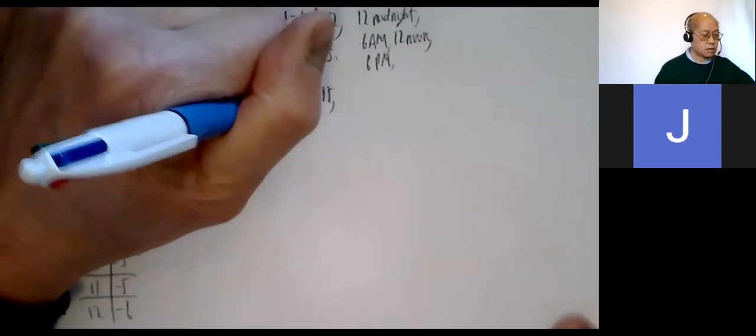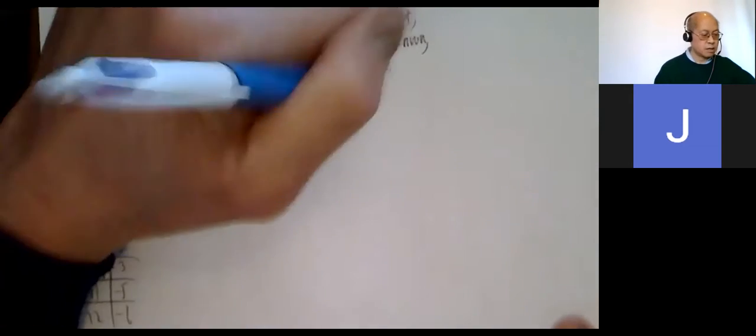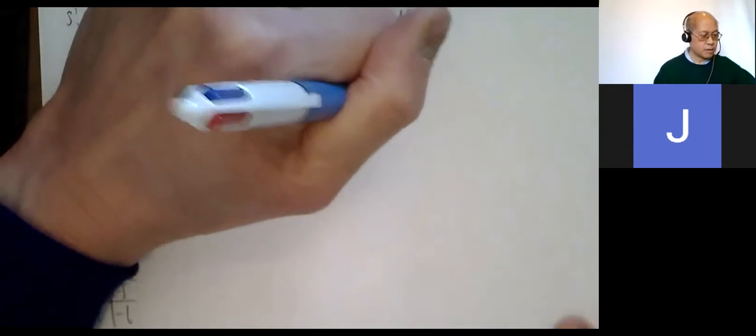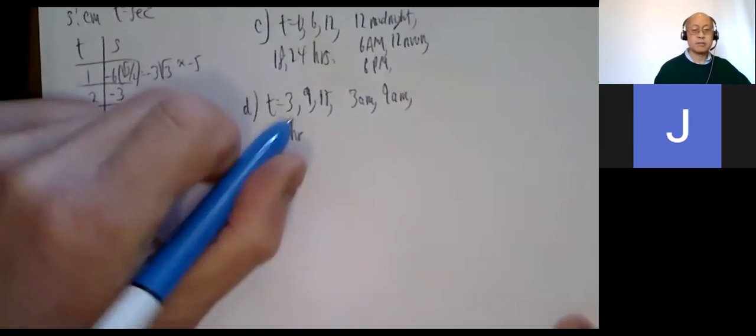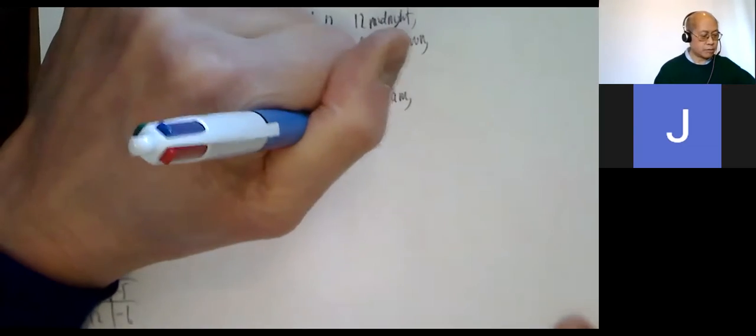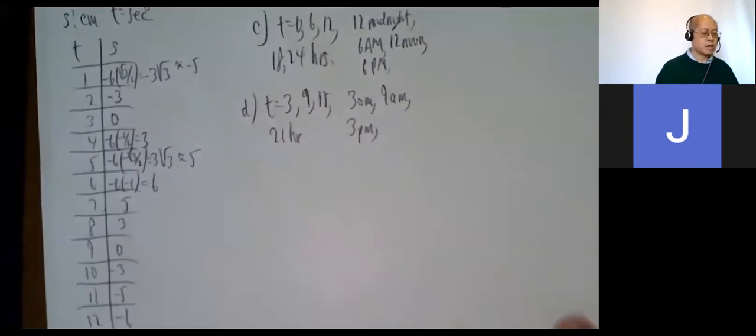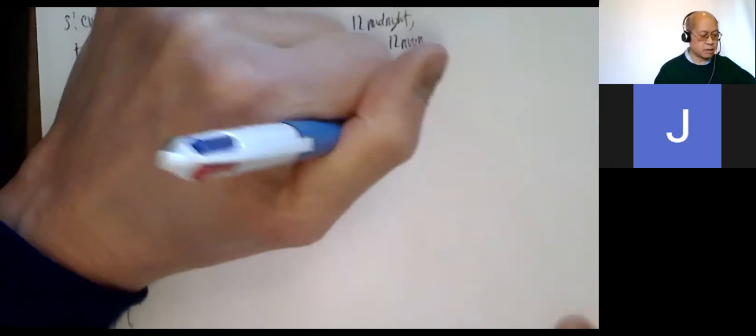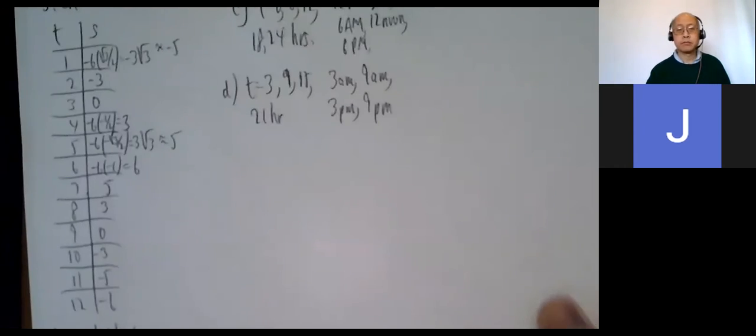So this would be 3 a.m., 9 a.m. 15 hours is 3 p.m., right? 3 p.m. And 21 hundred hours is 9 p.m. Okay, so that's it for that one.